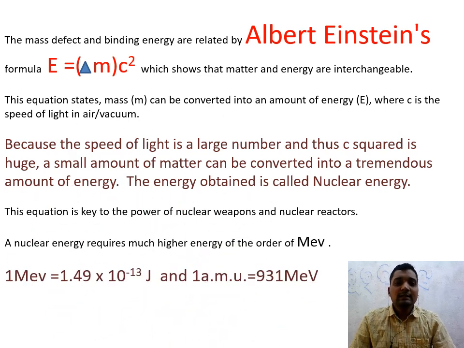To measure this high amount of energy, we use another unit called MeV, mega electron volt. 1 mega electron volt is equal to 1.49 into 10 to the power minus 13 joule. And 1 AMU, atomic mass unit, is 1 by 12 part of the mass of 1 carbon 12 atom. 1 AMU is equal to 931 mega electron volt. So this is the relationship between mass and energy.